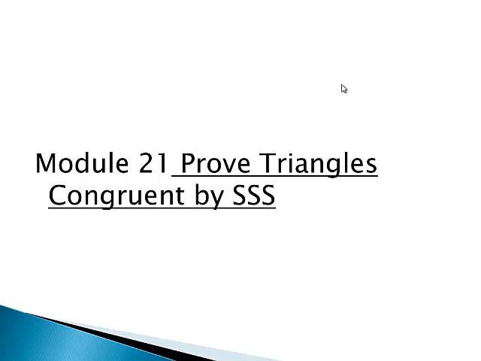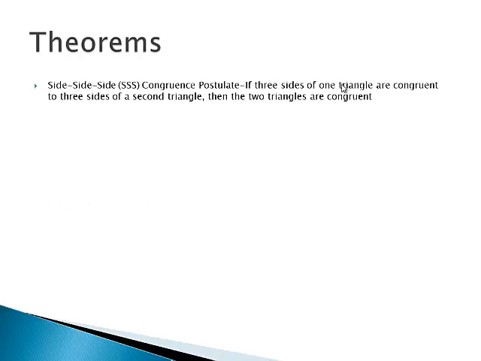Alright, this is Module 21, Prove Triangles Congruent by SSS, which stands for side, side, side. The theorem that you have to know is the side, side, side congruence postulate. It states that if three sides of one triangle are congruent to three sides of a second triangle, then the two triangles are going to be congruent.